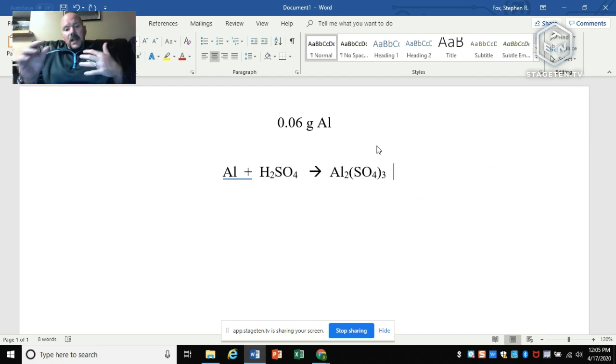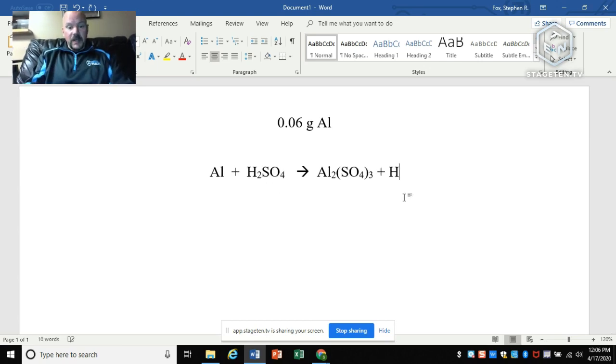And really, that's kind of all you need to know because obviously whatever the coefficient for aluminum is going to end up being whatever the coefficient of this is times two. So we know the ratio is one of these for every two of those, but it's good to know the whole equation. Okay, so this is a single replacement reaction. So aluminum is replacing hydrogen, so you're going to get hydrogen gas by itself, right?